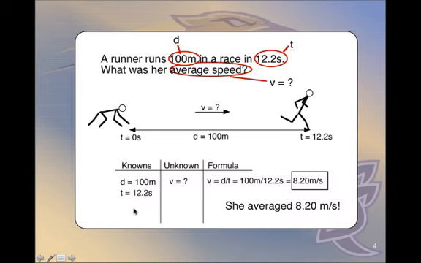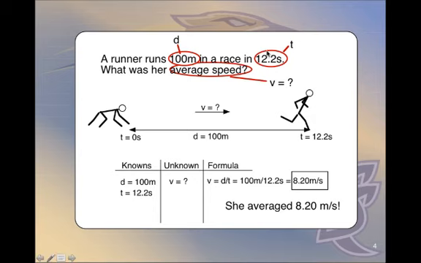Let's see how we use that speed equation in solving problems. In our 7 steps for problem solving, remember that we read the problem twice, the first time just to get a general feel for things. So a runner runs a 100-meter race in 12.2 seconds. What was her average speed?